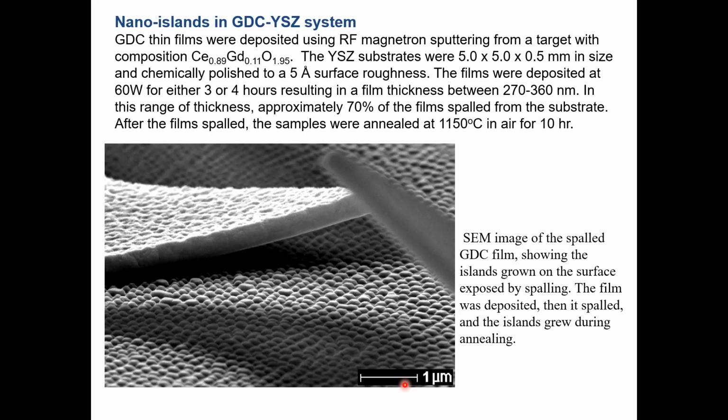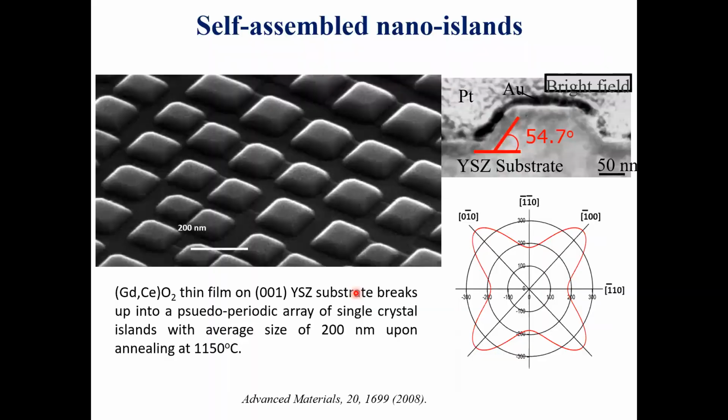On an yttrium-stabilized zirconia substrate, gadolinium-doped cerium oxide was deposited by sputtering a thin film of the order of 270 to 360 nanometers. And then it was heat treated around 1150 degrees C for about 10 hours in air. And you can see that the film actually broke into nanofeatures and created the so-called nano-islands.